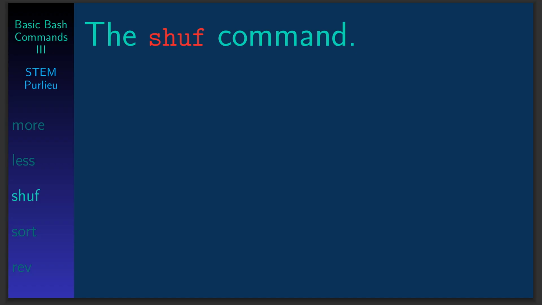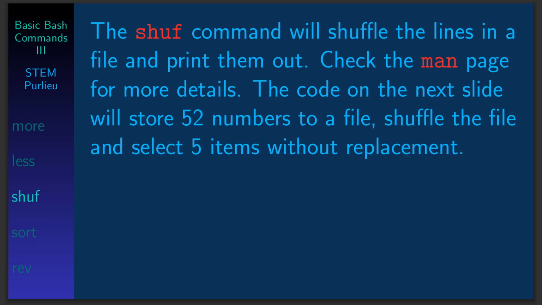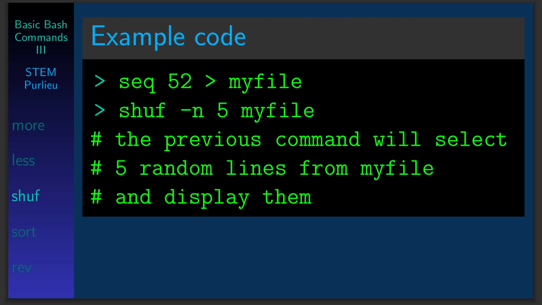Now let's look at the shuf command. The shuf command will shuffle the lines in a file and print them out. There are more details on the man page. The code on the next slide will store 52 numbers to a file, shuffle them, and select 5 numbers without replacement. Here's some example code. So we'll generate 52 numbers, redirect them to the file, shuffle the file, and then select 5 lines.